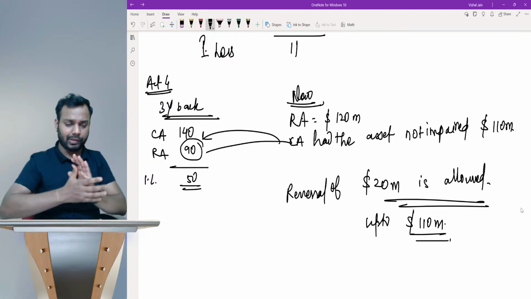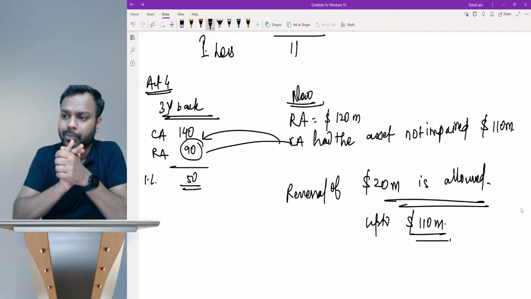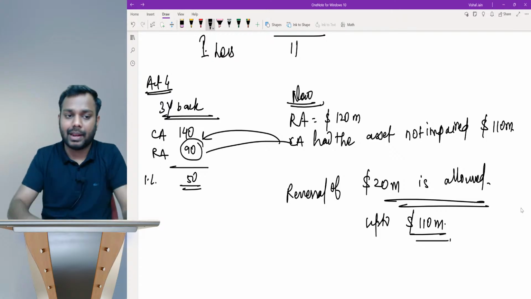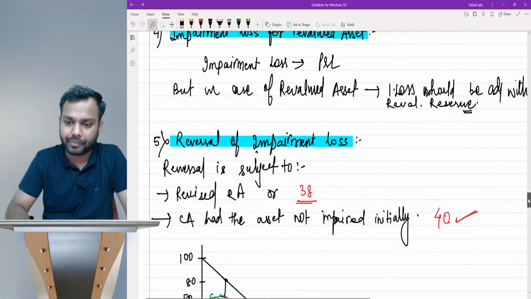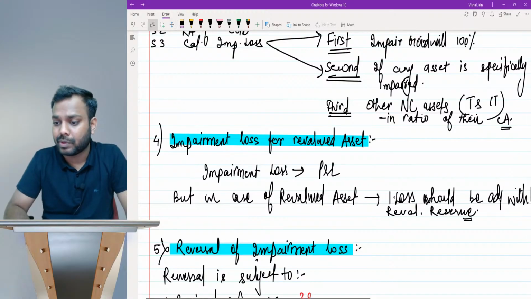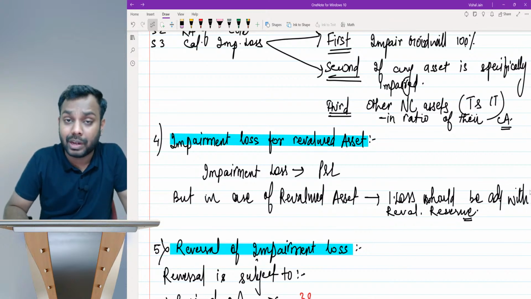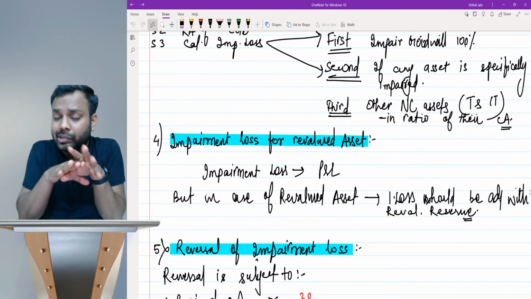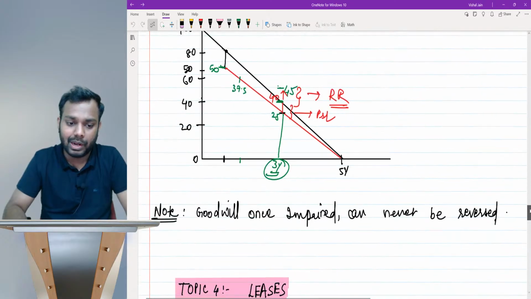Guys, a few things. Anywhere a question comes up on revaluation reserve, and you have to adjust the revaluation reserve, like an impairment loss, or a revaluation loss that you have to adjust with the revaluation reserve, check a few things. And what are those few things? Let me write it here.